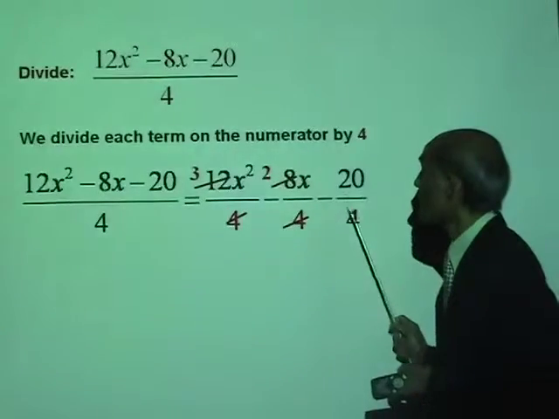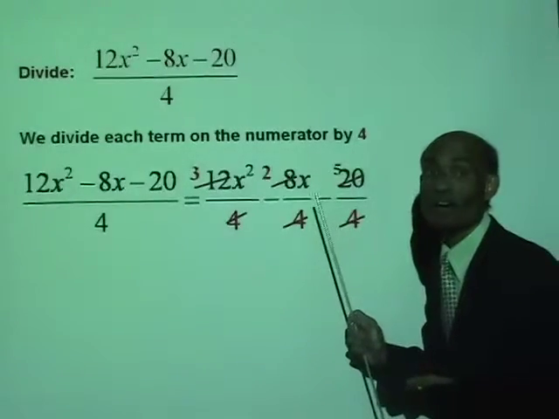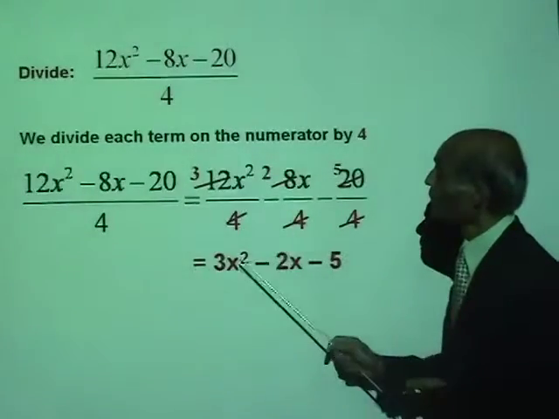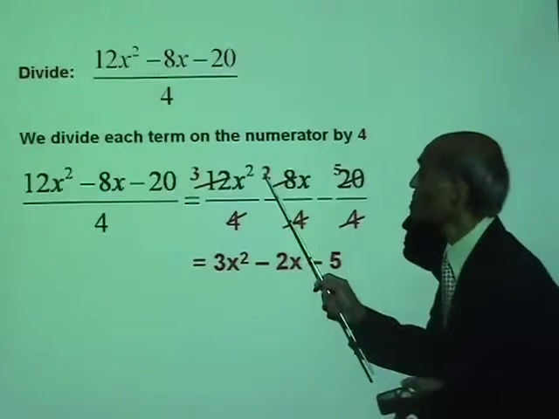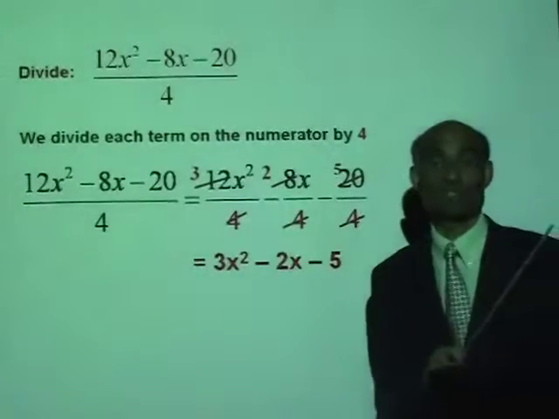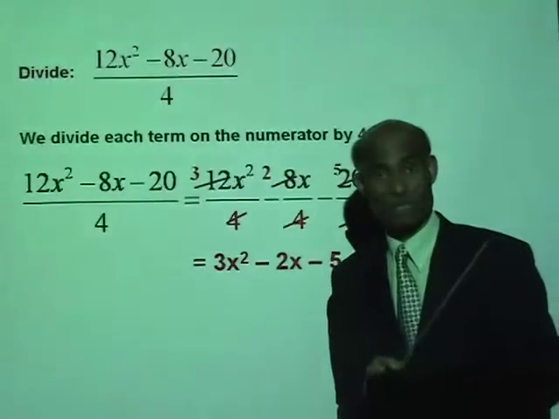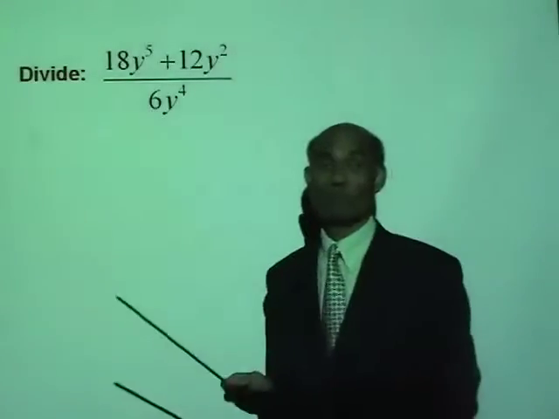And the last term, 4 goes in 20 how many times? 5 times. And so the result is 3x squared minus 2x minus 5. That is the answer. Very simple, isn't it? Okay, let's practice with another one.